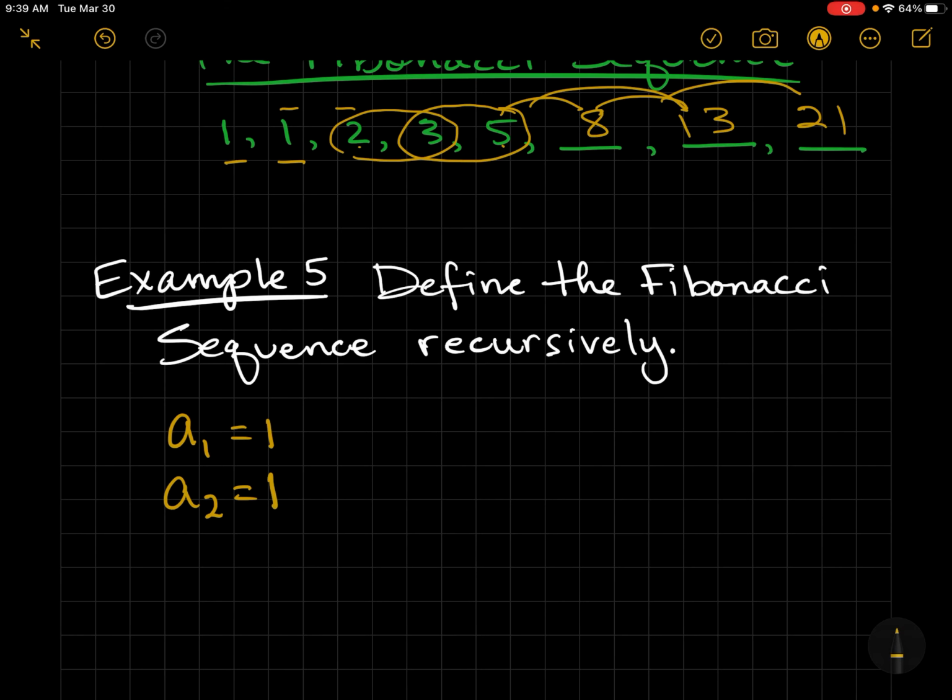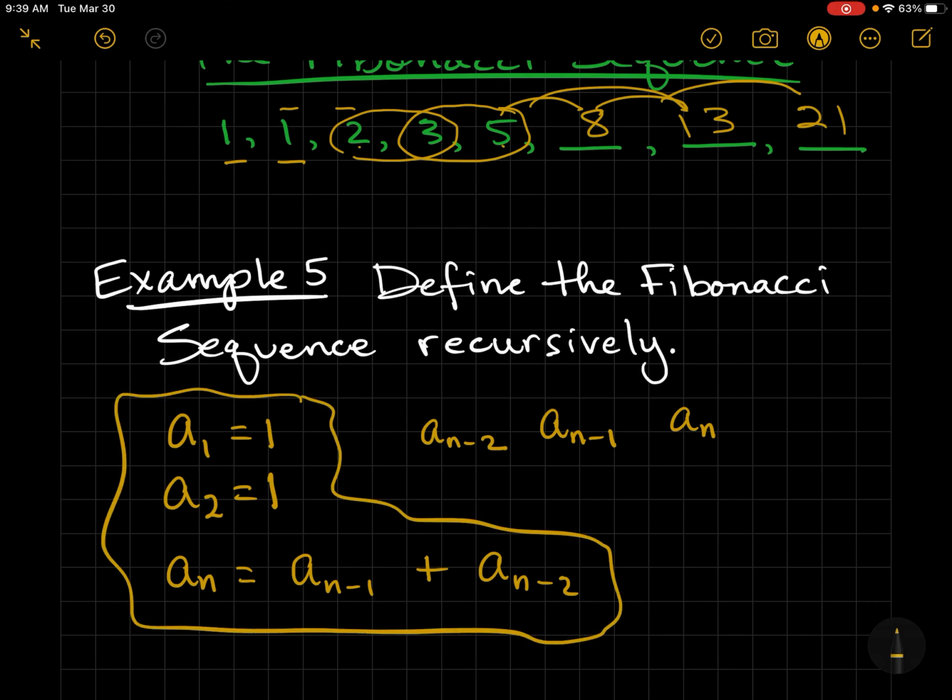Now, remember that a sub n, the previous term is a sub n minus 1. What do you think the term before that would be? a sub n minus 2. Okay, if you go back 3 terms, that's a sub n minus 3. So here we're saying add the previous 2 terms. So that would be a sub n minus 1 plus a sub n minus 2. Or you could mix that order up. It doesn't really matter. Alrighty, so that would be our recursive definition for the Fibonacci sequence.